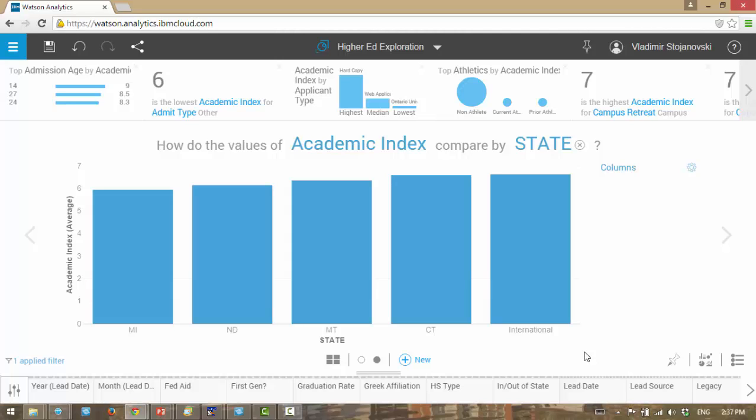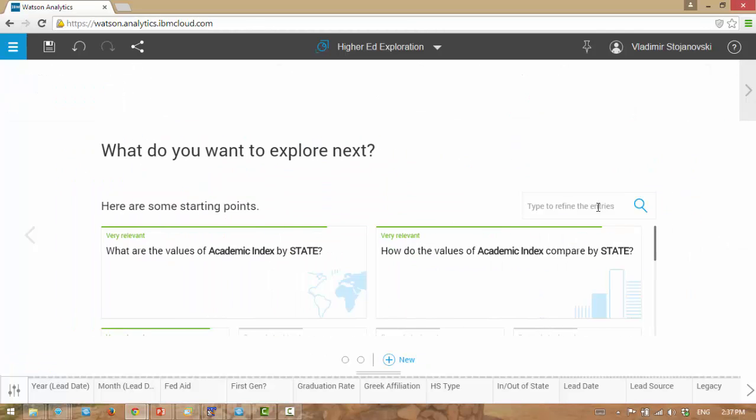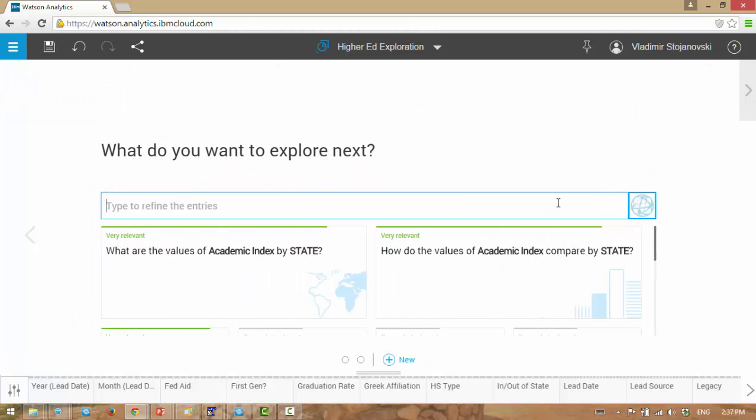But the outcome that I'm really interested in today is graduation rate. I'd like to understand what are our graduation rates by school, by major, and by other factors. So let's ask a different question. We'll ask Watson Analytics to give us the student count by school and graduation rate. And we'll ask exactly that question.